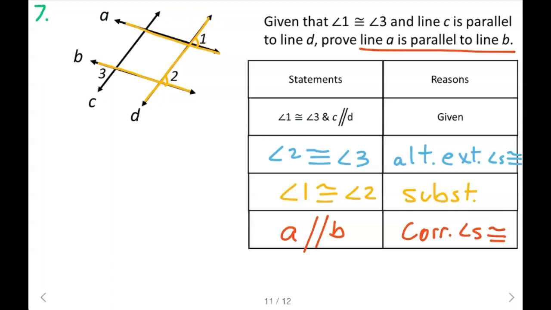So hopefully these videos have been helpful in preparing you for proving lines to be parallel.